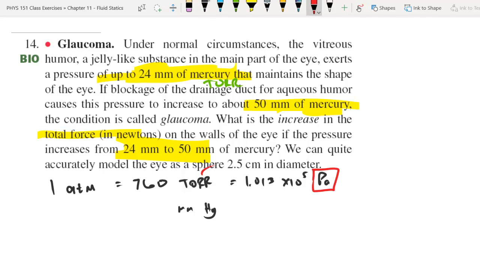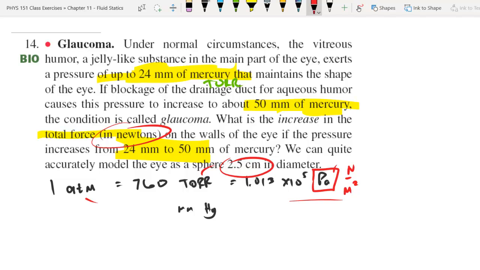I think torr is more in the medical community. Atmospheres or pascals are for physics. A pascal is newtons per square meter, right? And so we're given metric units for the diameter of the eye, and we want to know the force in newtons, so we'll need to use pascals, right?